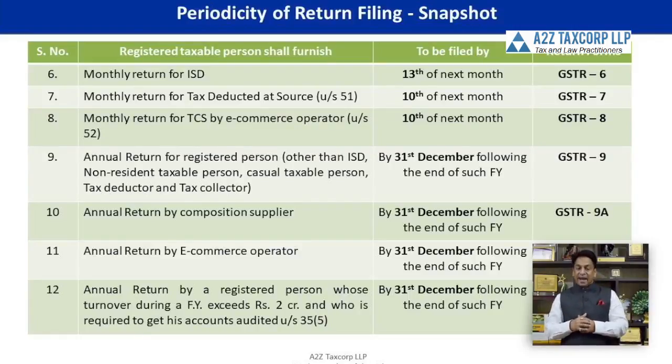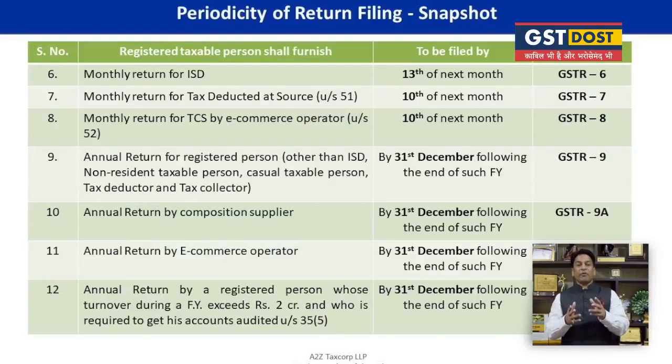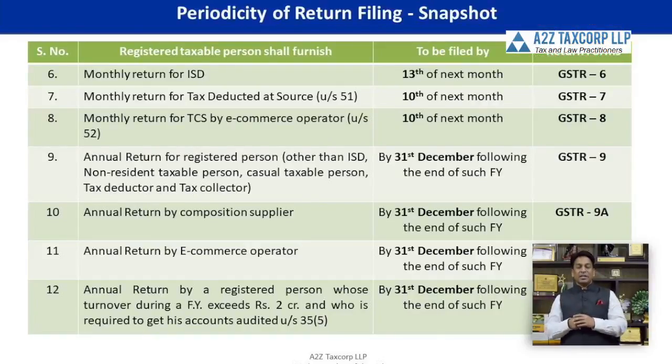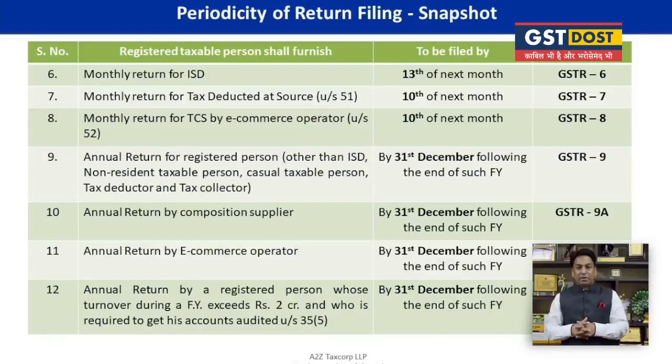Before I move to GSTR 8, TDS deductor. Who could be a TDS deductor? There is a specified provision under section 51 of the CGST Act, and for specified transactions, if the value of the contract exceeds 2.5 lakh rupees, then TDS needs to be deducted while remitting payment by the contractee to the contractor, but such transactions are yet to be notified.